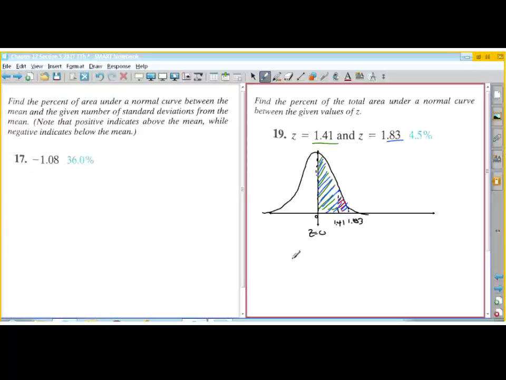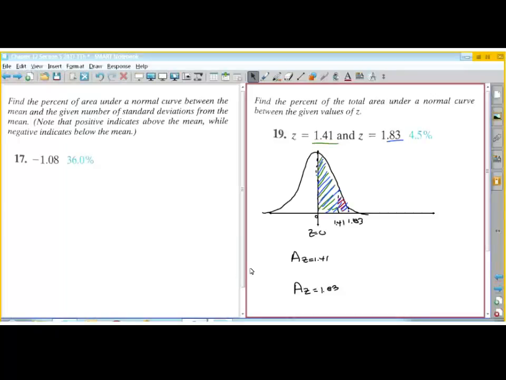So look up on your table. What is the area associated with z equals 1.41? And what is the area associated with the z equals 1.83? So I'm going to ask Harmony online to give me the answer. Hopefully she has her book. What is the area associated with the z-score of 1.41? So she says it's 0.421. Does everybody agree with that? It looks right to me.